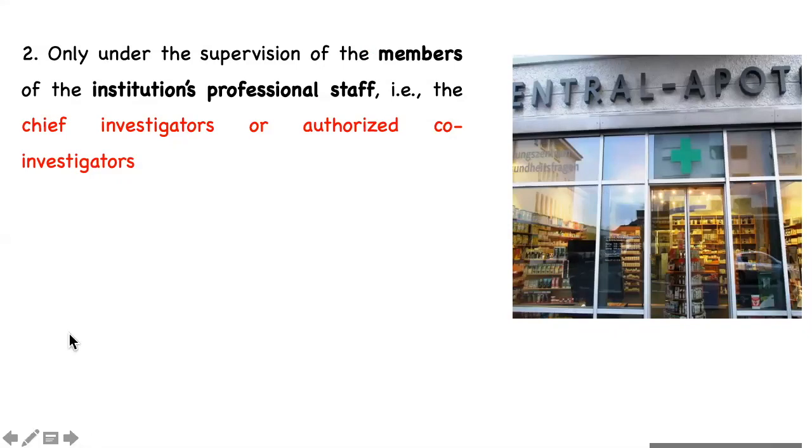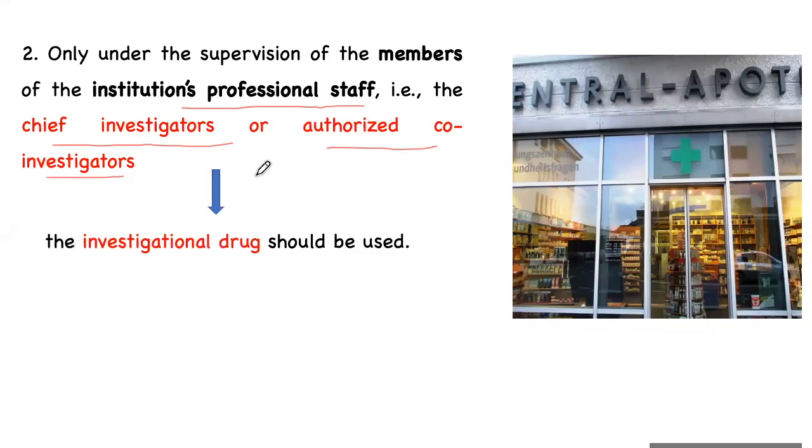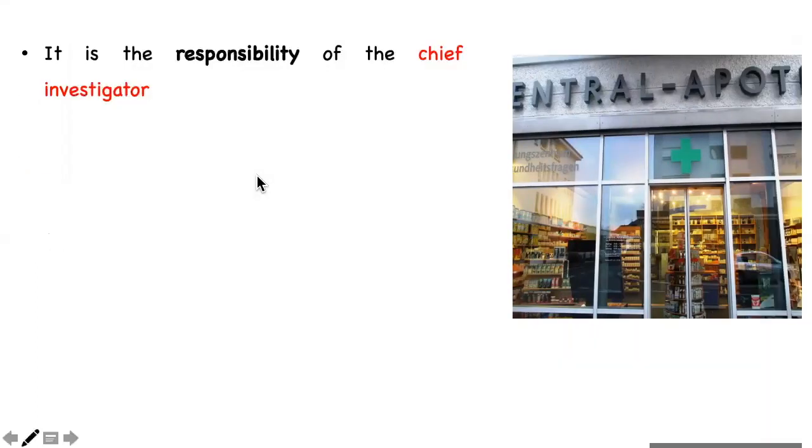The second guideline is that it should only be under the supervision of a member of the institution's professional staff. The institution's professional staff are, the highest one, the chief investigator, or maybe someone who is authorized as a co-investigator by the chief investigator. Whatever drug you are giving, you must give these drugs under the supervision of these members. So the chief investigator, or maybe an authorized co-investigator. Under them only you are giving the medicine. So the investigational drug should be used under the chief investigator or authorized co-investigator. Okay, so this is the second guideline for the institution.